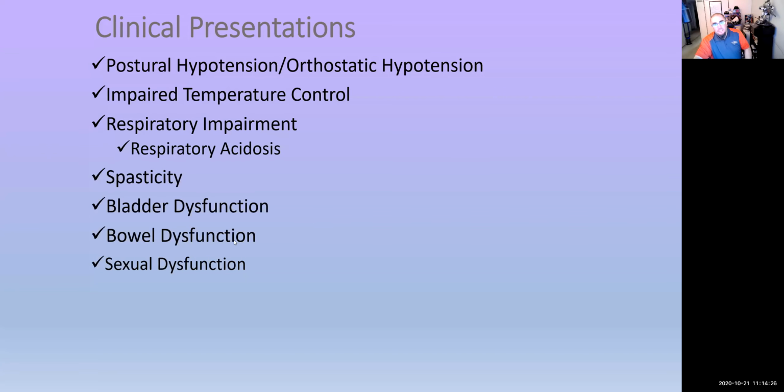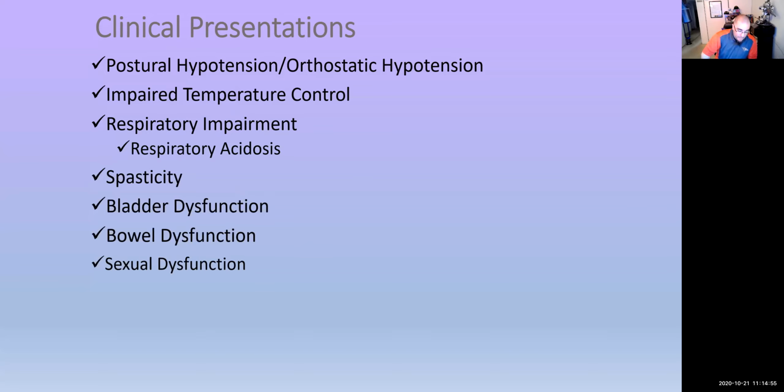Okay, so we're going to finish off this stuff here. So what are patients going to look like that have spinal cord injuries? Well, they're often going to have really bad postural orthostatic hypotension. Why are they going to have that? Well, because after the spinal cord injury, most of these patients are going to spend a prolonged period in the supine position, or in the prone position if you're in a good hospital that rotates them. They're going to have impaired temperature control. Almost every patient has that.